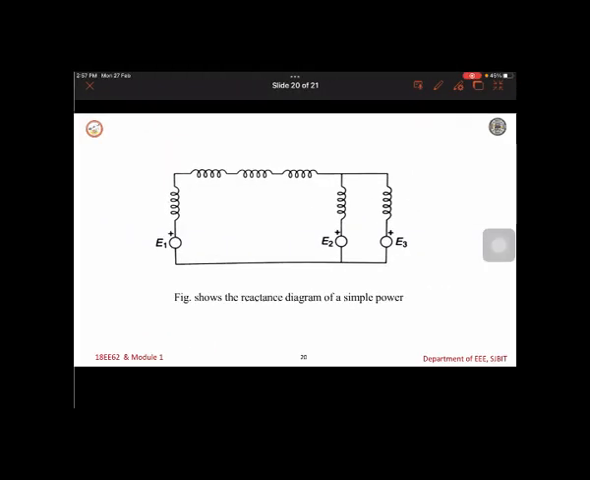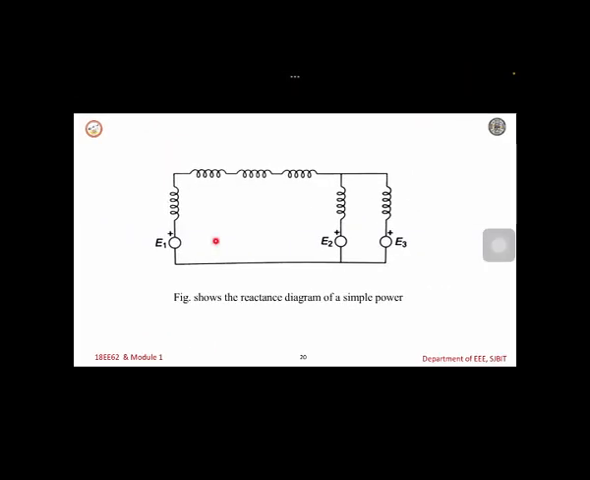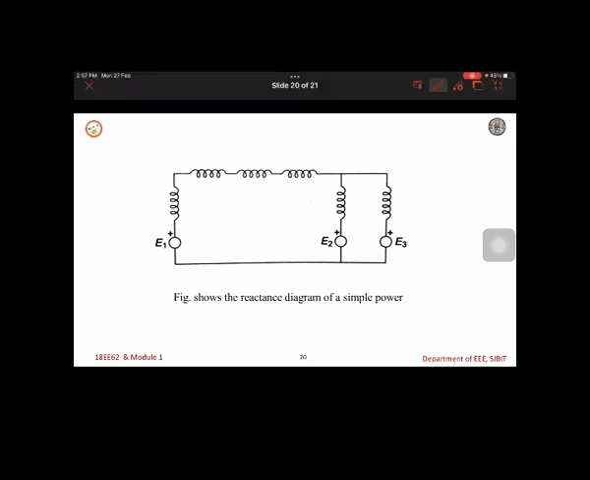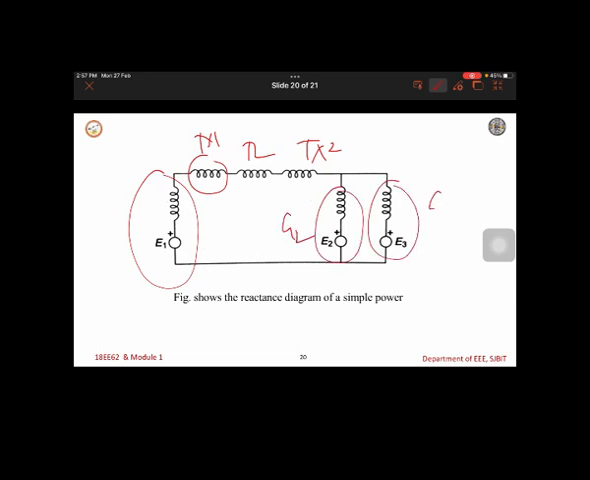Let us see how to draw the reactance diagram for a given one line diagram. See here we have generator, load neglected, this is transformer 1, this is the transmission line, transformer 2 and then this is generator 2, generator 3 equivalent circuit, generator 1 equivalent circuit. We are neglecting the load. So this is how we can write the reactance diagram of a simple power system.